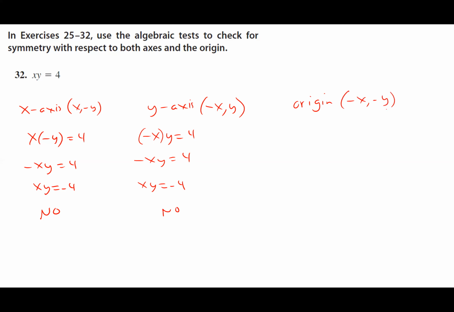I have no x-axis symmetry. I have no y-axis symmetry. Therefore, Elika, is that true? Therefore, it should not have any origin symmetry? Well, no, because negative times negative is a positive.